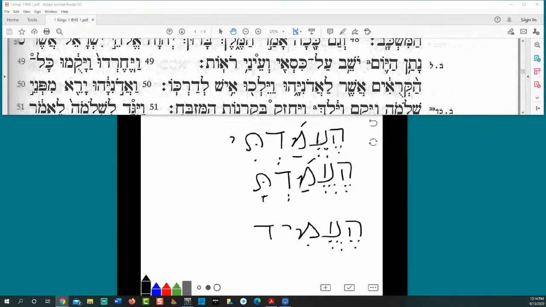letter of the root. Everything's the same after that. Hiktalti, iktalta, iktalt, but it's this for the guttural. So first gutturals look like that.